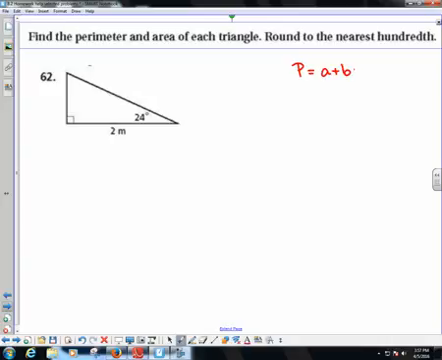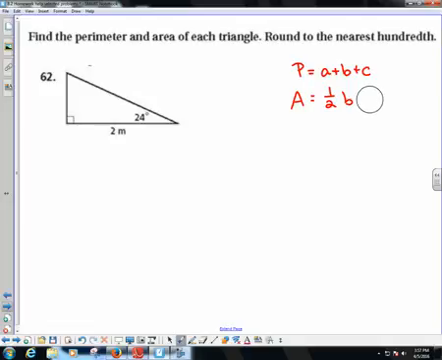So for a triangle, we typically label the sides A, B, and C. And the area is 1/2 the base times the height. And keep in mind, when we talk about the height, it has to be an altitude. It has to go from the vertex and hit the opposite side at a 90-degree angle. So in this particular problem, this right here is my height. Okay? So that's what I'll be looking for to figure out the area.